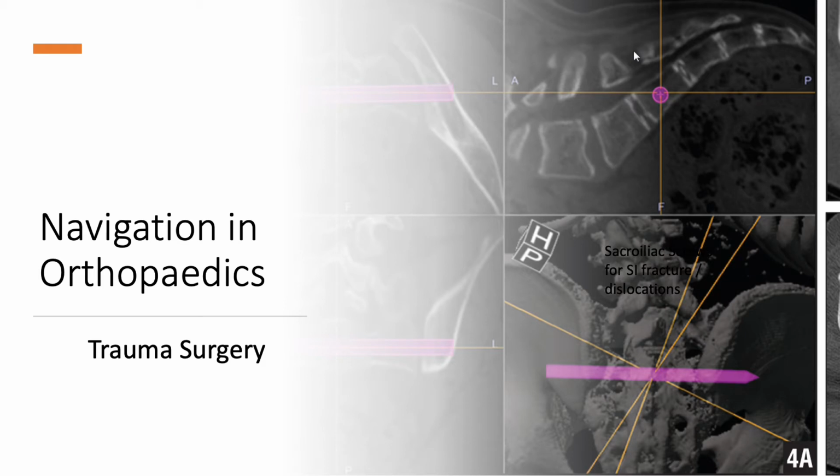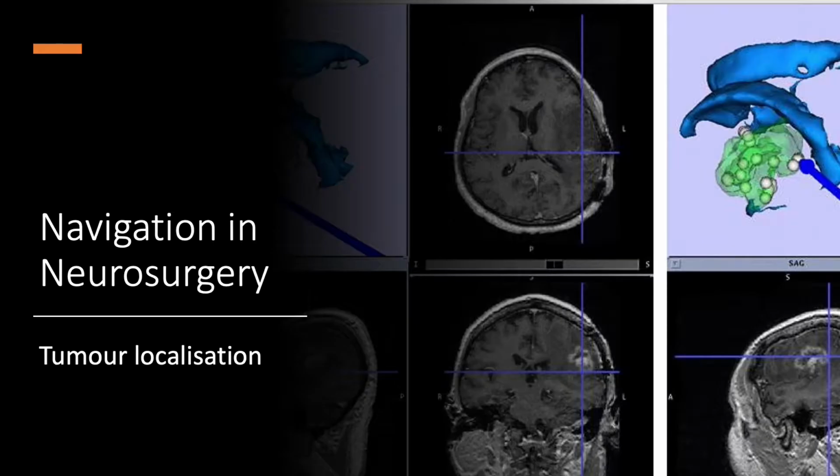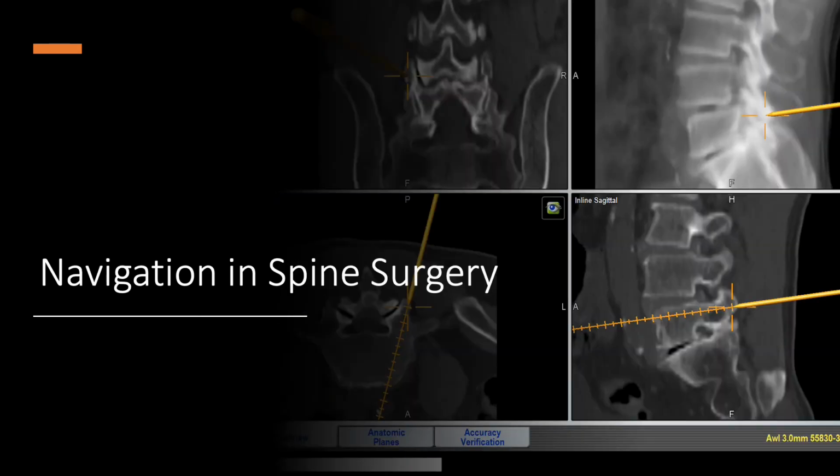Navigation has also been used in trauma surgery, especially in pelvic fracture surgeries where you want to place a screw into the bone of the pelvis, navigating a very narrow corridor without injuring any of the major structures including major nerves and vessels. Neurosurgeons also use navigation for better tumor localization and to minimize damage to the surrounding structures. Spine surgeons also use navigation to safely and accurately place various implants like pedicle screws, also navigating a very narrow, safe corridor.